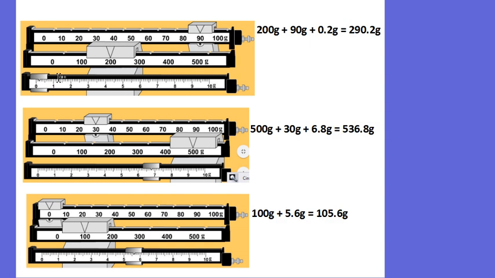All right, so here are the answers. So for this one, we have 200 plus 90. And if you look over here, this is 0.2. So 200 plus 90 plus 0.2 gives you a total of 290.2 grams. So for this one, it's 500 plus 30 plus 6.8. Okay, so 536.8. And for this one, it's 100. There's no tens, okay? So it's 100, and then here it's 5.6. So 100 plus 5.6 gives you a total of 105.6 grams.